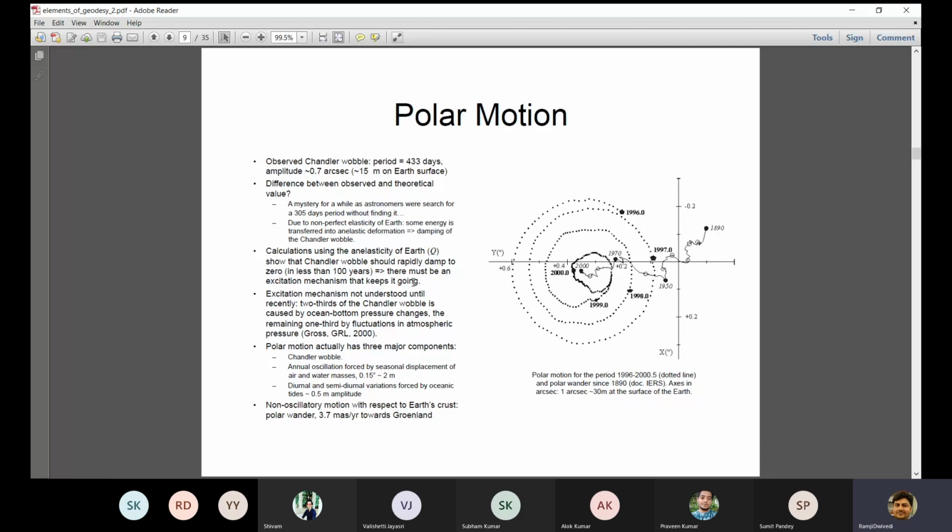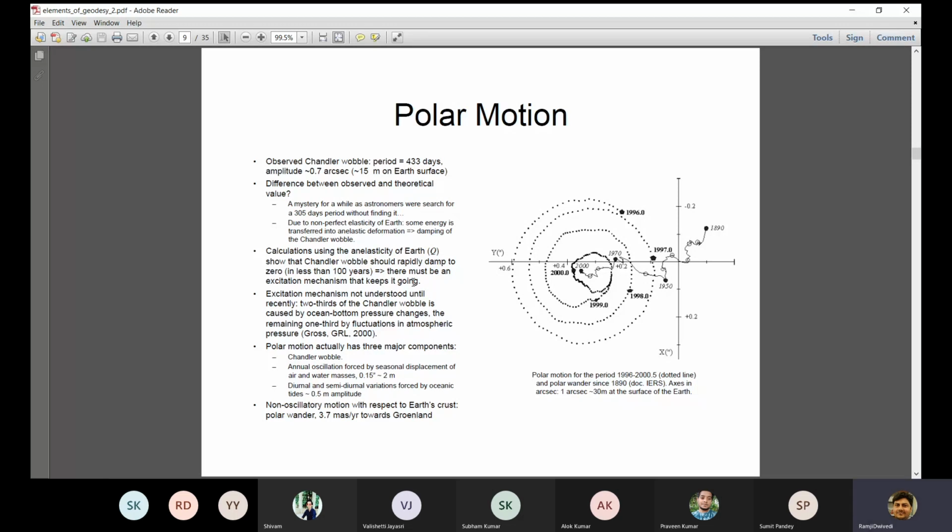The attractions are so huge that you have tides in the ocean. You can understand the kind of attraction you are having. The observed Chandler Wobble has a period of 430 days and an amplitude of 0.7 arc second, which is around 15 meters on the Earth's surface.